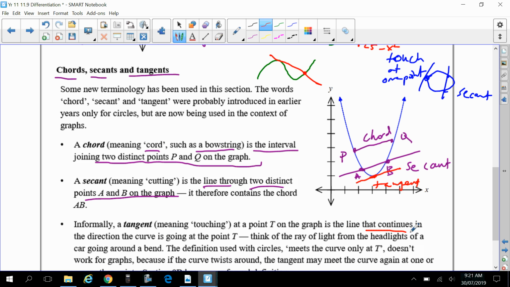It's the line that continues in the direction the curve is going at point T. That's what that means. It does touch at that point, but it may intersect the curve again somewhere else. It may or may not. Be very careful. If I draw a tangent here, that's no problem. So the definition of tangent now has to be broader to include these cases.